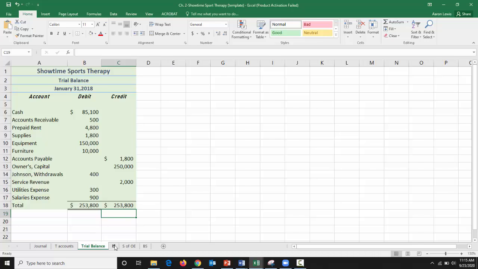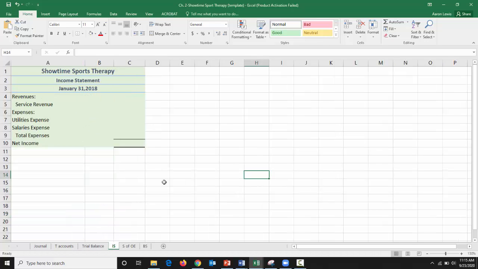So the first one we're going to start with is our income statement. Our income statement basically tells people who want to use our information what amount of income your company had during the period. And to find this, the income formula is always the same. It is revenues minus expenses equals net income.